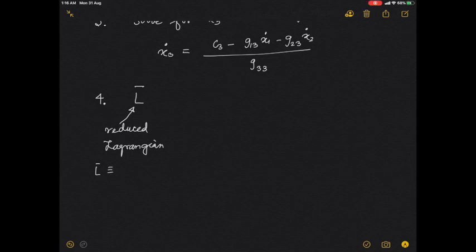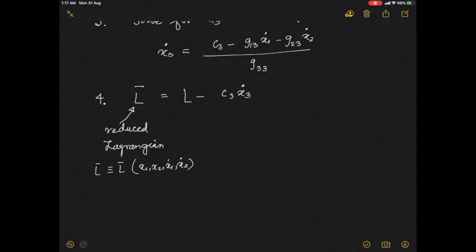And now this is a function of, and that is the important thing, x1, x2, x1 dot, x2 dot. There is no x3 dot in this. And that's why it is reduced. So L minus, and this is the crucial thing, C3 x3 dot. So I define L bar this way.